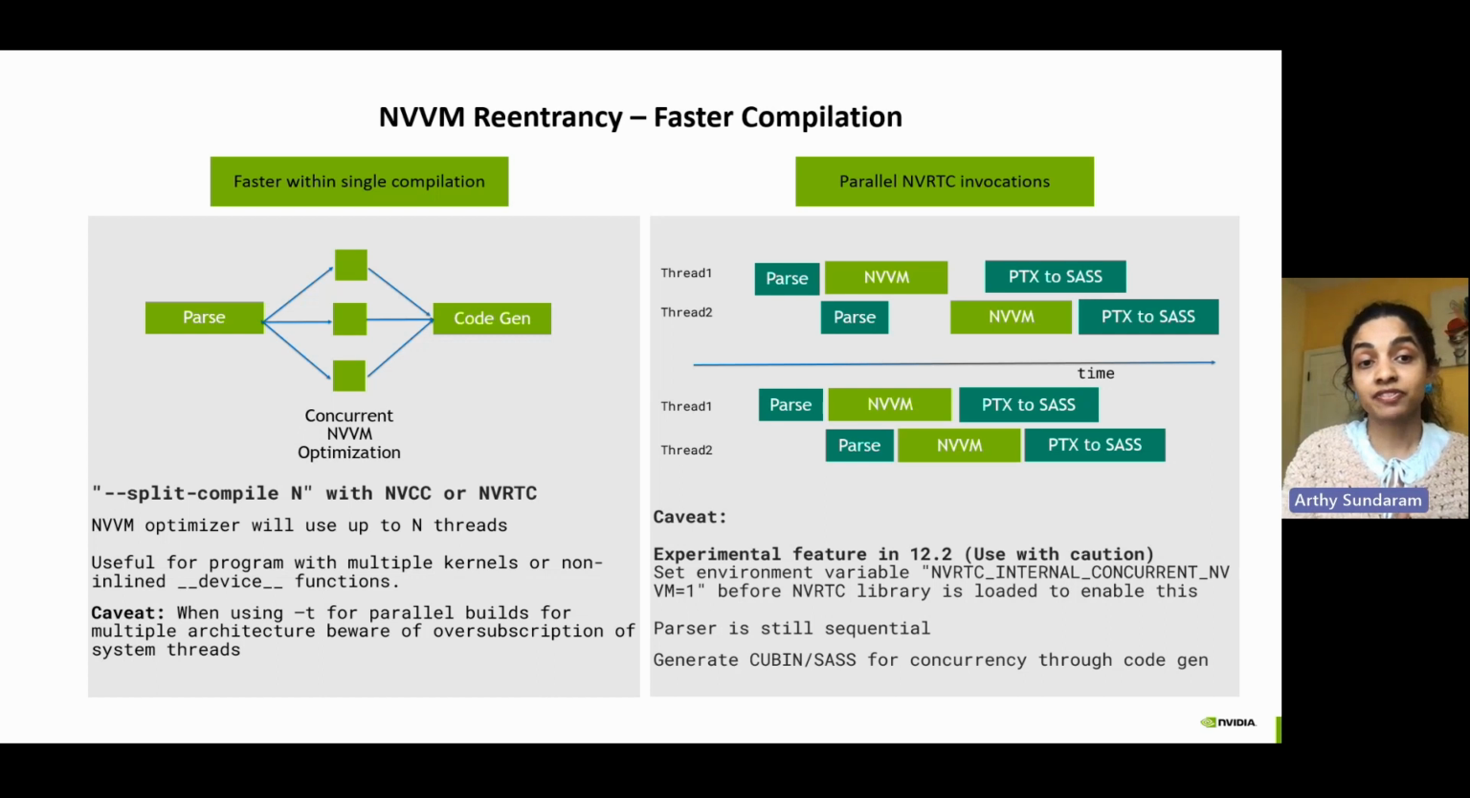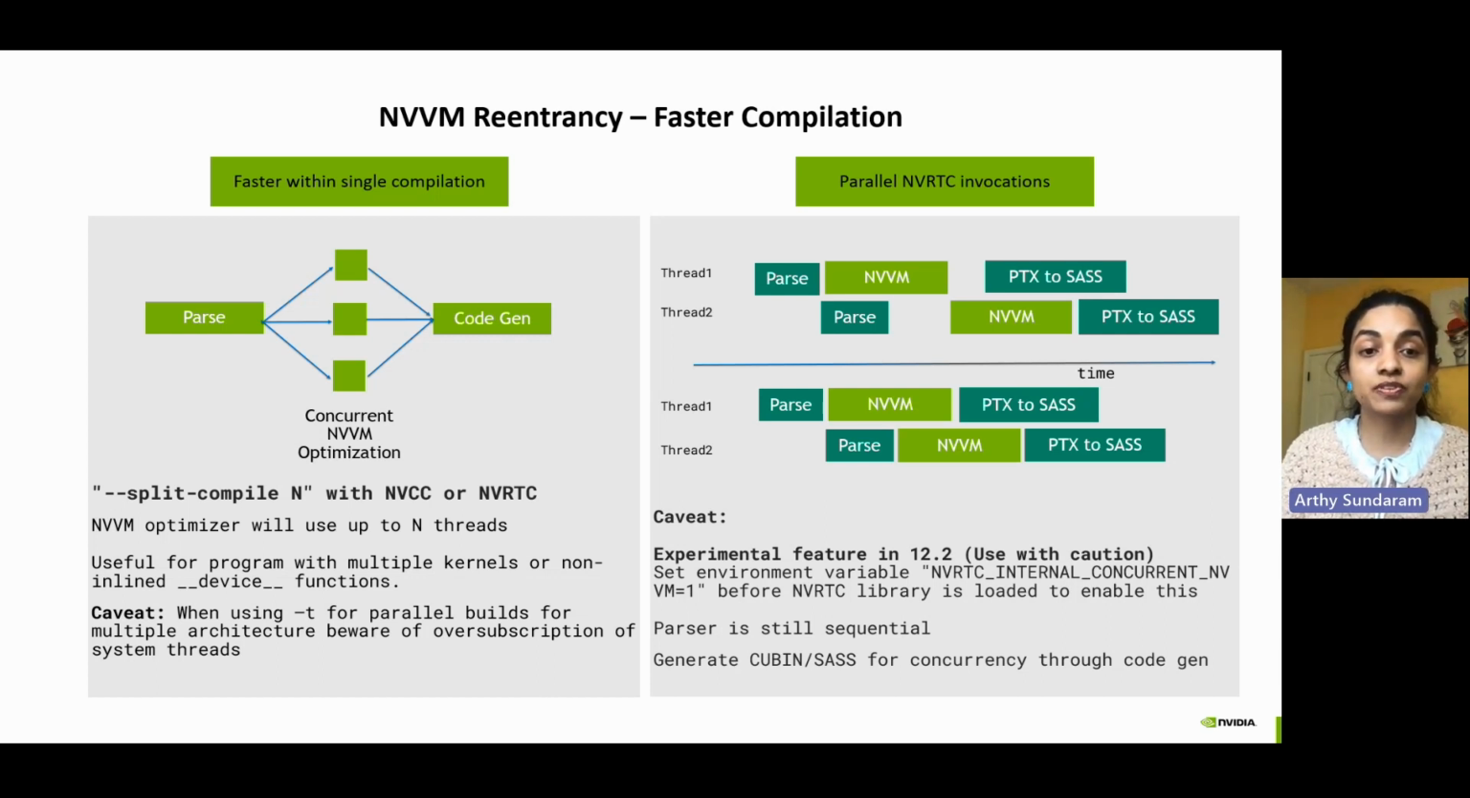But keep in mind, the parser phase is still serial. So if you have a large header file and your big bottleneck is parsing the header file, and you know that from your CPU compilation efforts as well, this is still going to be the bottleneck because the parser is still serial. But if the parser is not a bottleneck and a lot of the compilation time was spent in the NVVM optimization phase, then you should see the compilation time improve.